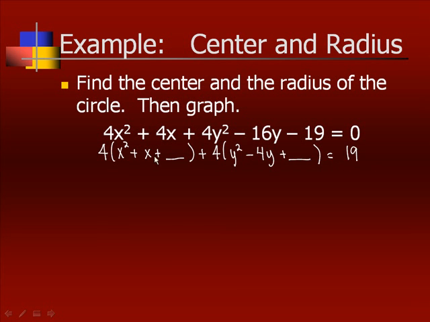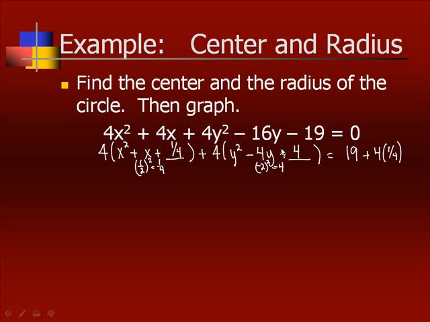Now this is where it gets a little bit tricky. Half of 1, because it's 1x, half of 1 is 1/2. Squared is 1/4. So we're going to add 1/4 on the inside of the parenthesis. But you notice this 4 was out here. So since we added a 4 times a 1/4 over here, we are also going to add a 4 times a 1/4 here to keep things balanced. Same thing for the next piece. Half of −4 is −2. Square that would give us a +4. So we're going to add 4 here.